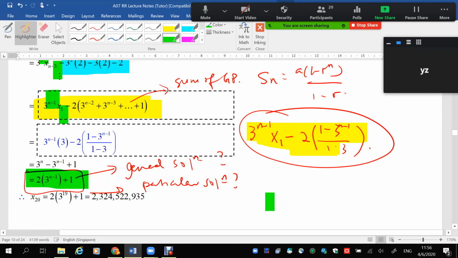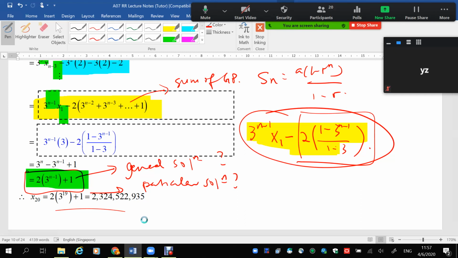Do you need to simplify it? Which one are you talking about, general solution or particular solution? General? Of course, this one must simplify further. And then thereafter, getting your x20 is going to be quite straightforward. So far so good.